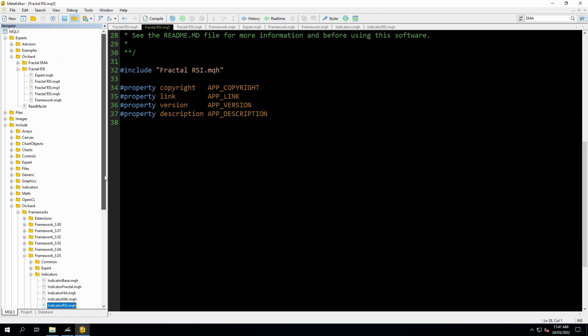I'm going to actually do the same beginnings. I'm going to copy this Fractal RSI to Fractal MACD, make a few name changes, and then come back and show you how I'll do the coding.